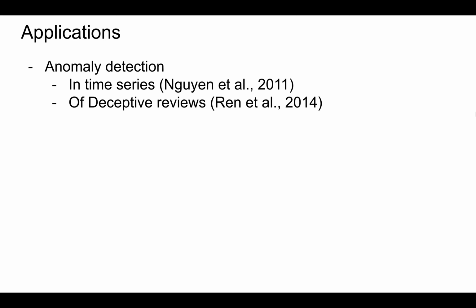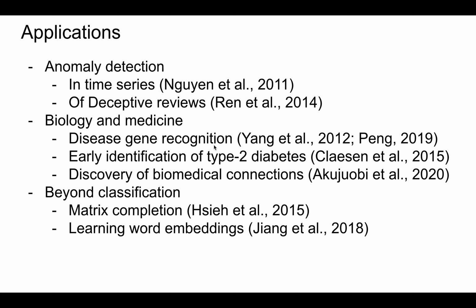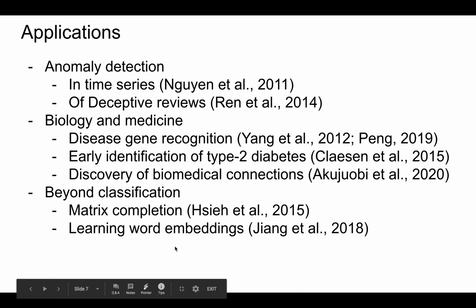Positive-unlabeled learning is applied, for instance, in anomaly detection of time series and texts, in biology and medicine, for instance, for disease gene recognition, as well as some cases beyond classification, such as recommender systems or learning word embeddings.